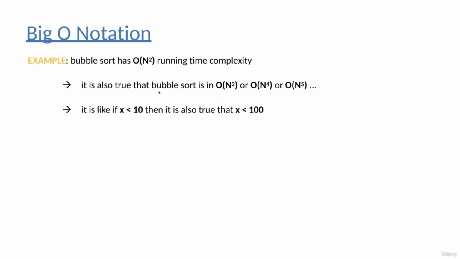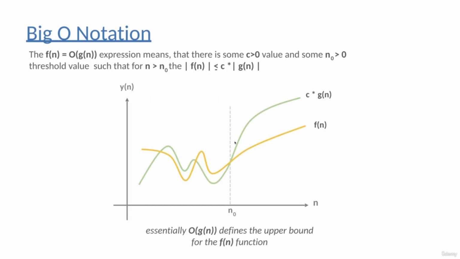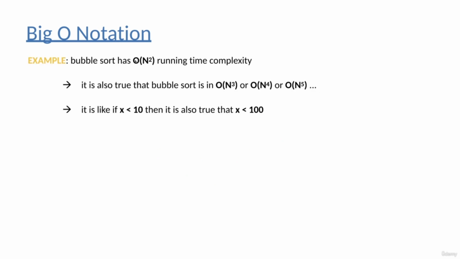And essentially, it is true that bubble sort is O of n cubed, O of n to the power of 4, O of n to the power of 5. You may pose the question why? Because if we assume that the g function is equal to n squared, then n cubed, n to the power of 4, n to the power of 5, these functions are larger than this green function. So what does it mean? That these function values are larger than the f of n function value. So essentially, it is going to be true as well that if the running time is O of n squared, then it is true that it is O of n cubed, O of n to the power of 4, O of n to the power of 5, and so on.